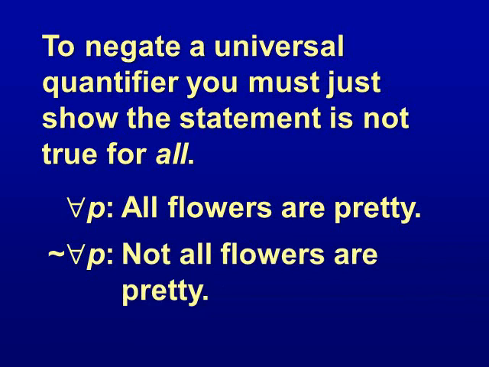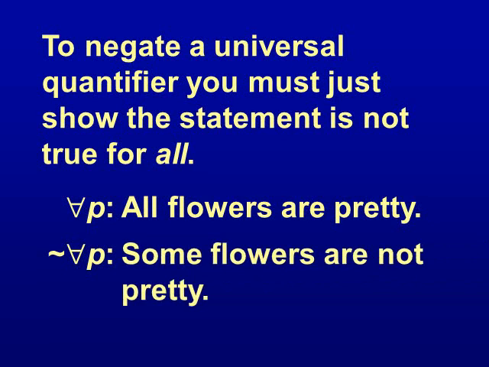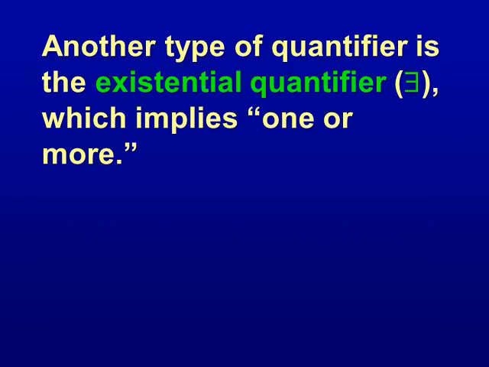Also would be not all flowers are pretty. So I'm saying if all flowers are pretty, then I'm saying not all flowers are pretty. We could also say some flowers are not pretty. So this is the most common way to do the negation of a universal quantifier, and it's called an existential. This is still a quantifier, but it's an existential quantifier, which is this backwards E, and it implies one or more.